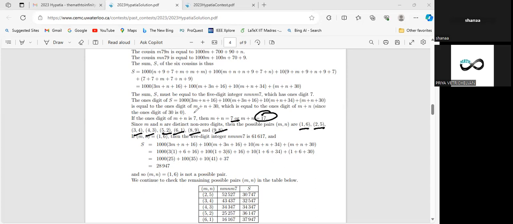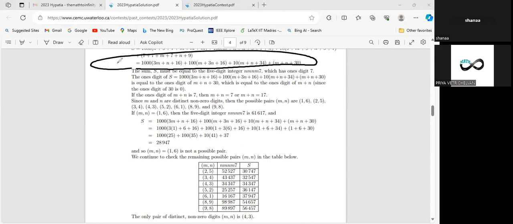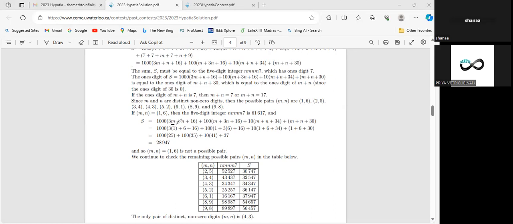So now this is a bit difficult. You have to do trial and error only here. You can use a calculator also. You have to substitute these values in the sum. So substitute M is 1 and N is 6, because you choose the first pair, which is 1 comma 6.